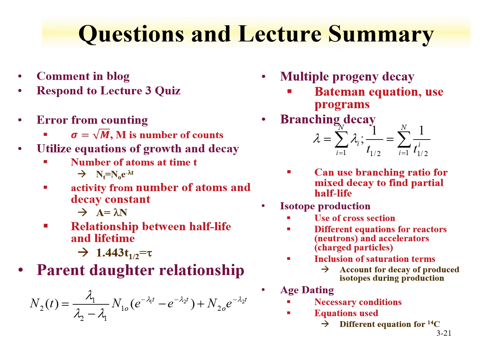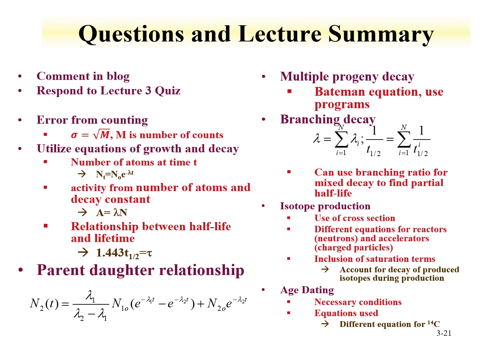Examples include determining the number of atoms at time t from an initial amount of atoms using this equation, the activity from the number of atoms and the decay constant. This is a very fundamental equation, activity equals lambda N, and the relationship between half-life and the lifetime. This shows that the average lifetime for an atom is a little bit over the half-life. You should be able to calculate parent-daughter relationships. The full equation for the parent-daughter relationship is shown here, where the daughter atoms at a given time are a function of the amount of initial parent and any initial daughter that's present.